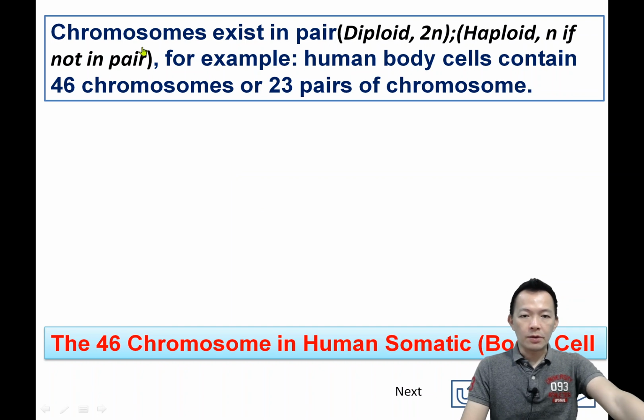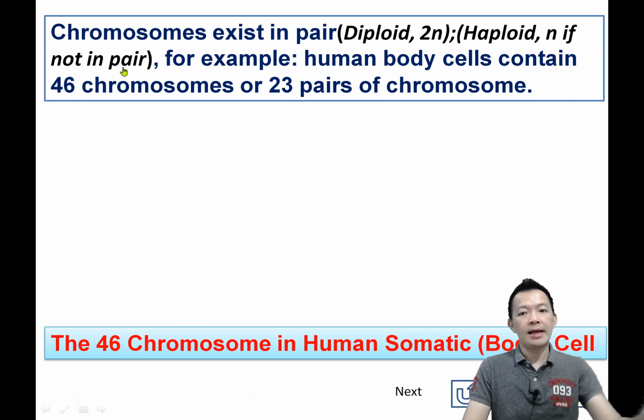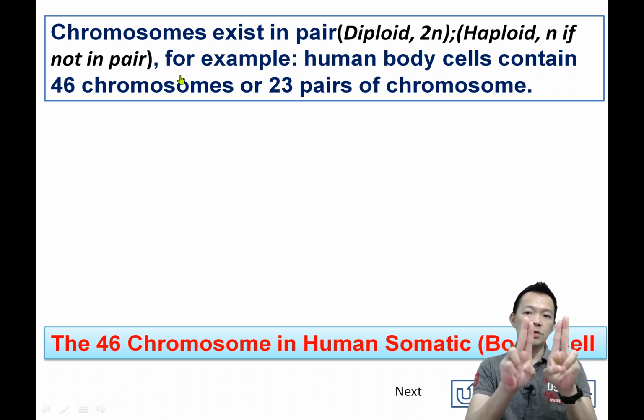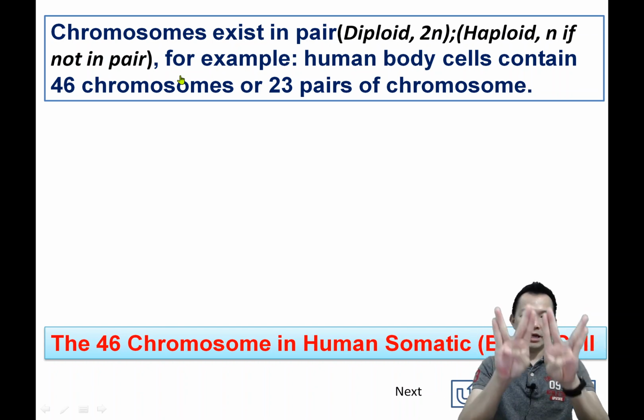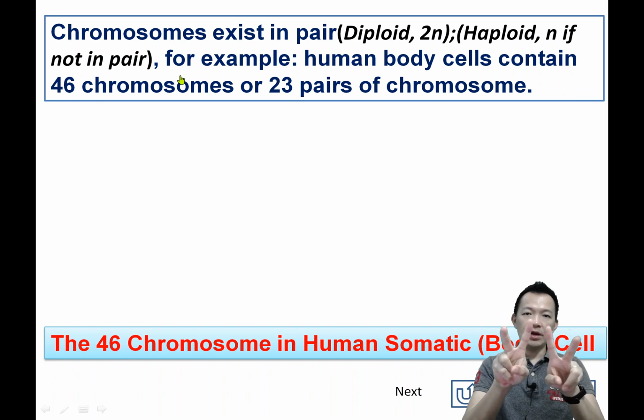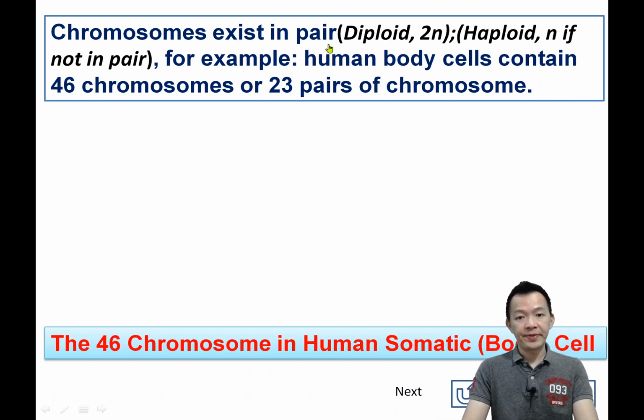Chromosomes exist in pairs, this is what we call diploid. Diploid we call 2n, and in chapter 4 we often use this word. Half-ploid is if not in pairs. If they are in pairs, we call diploid. If they are not in pairs, we call half-ploid. For example, a human body cell contains 46 chromosomes or 23 pairs of chromosomes.